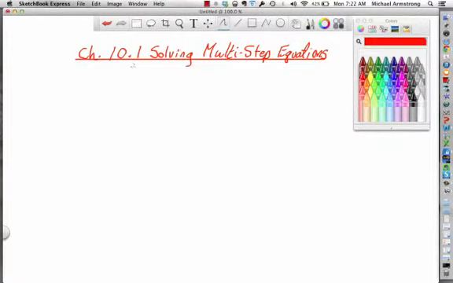Okay, this is chapter 10.1, solving multi-step equations. Combining like terms is the first thing we have to do. And a like term is... let me see if we can figure this out. Like 2x minus x would be 1x. Like terms both have an x.